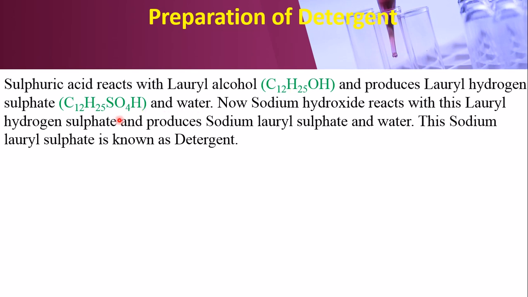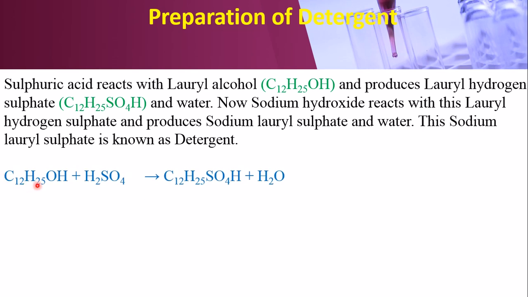Now this lauryl hydrogen sulfate is separated and it reacts with sodium hydroxide. Here sodium hydroxide reacts with lauryl hydrogen sulfate and it produces sodium lauryl sulfate and water. This sodium lauryl sulfate is known as detergent. Now look at the reaction. The reaction will make you more clear about this.